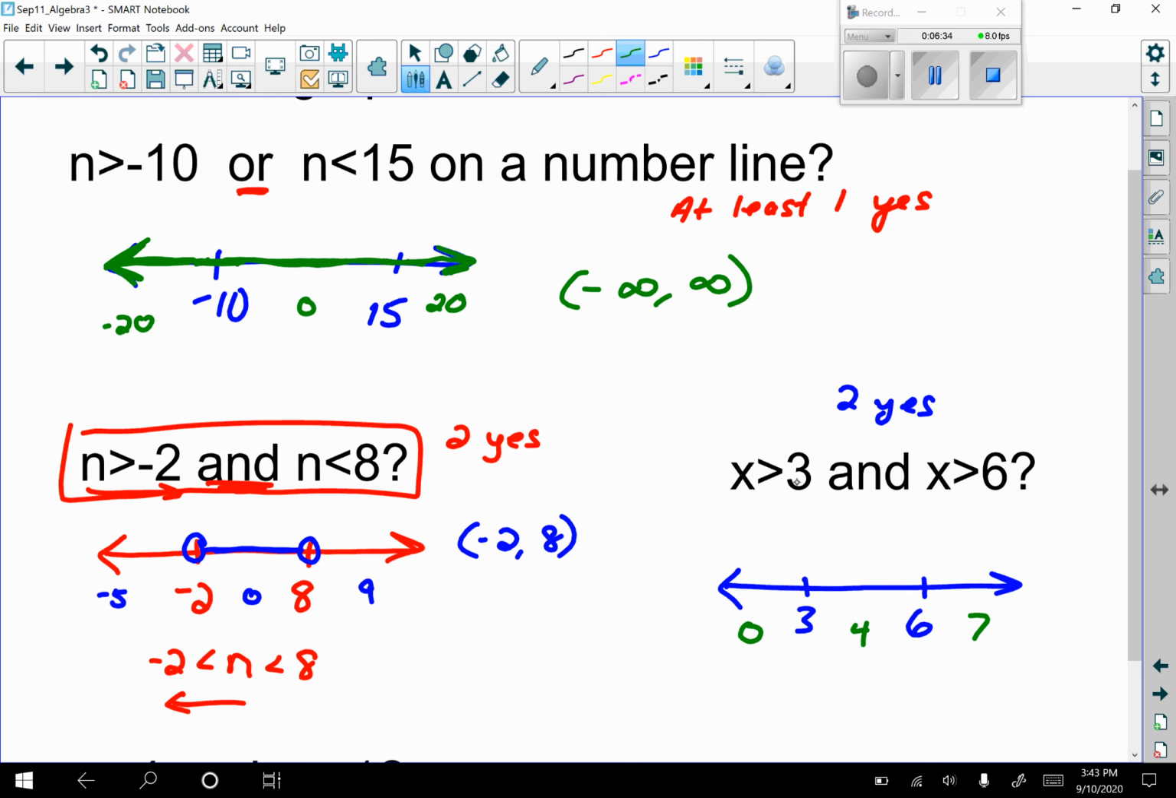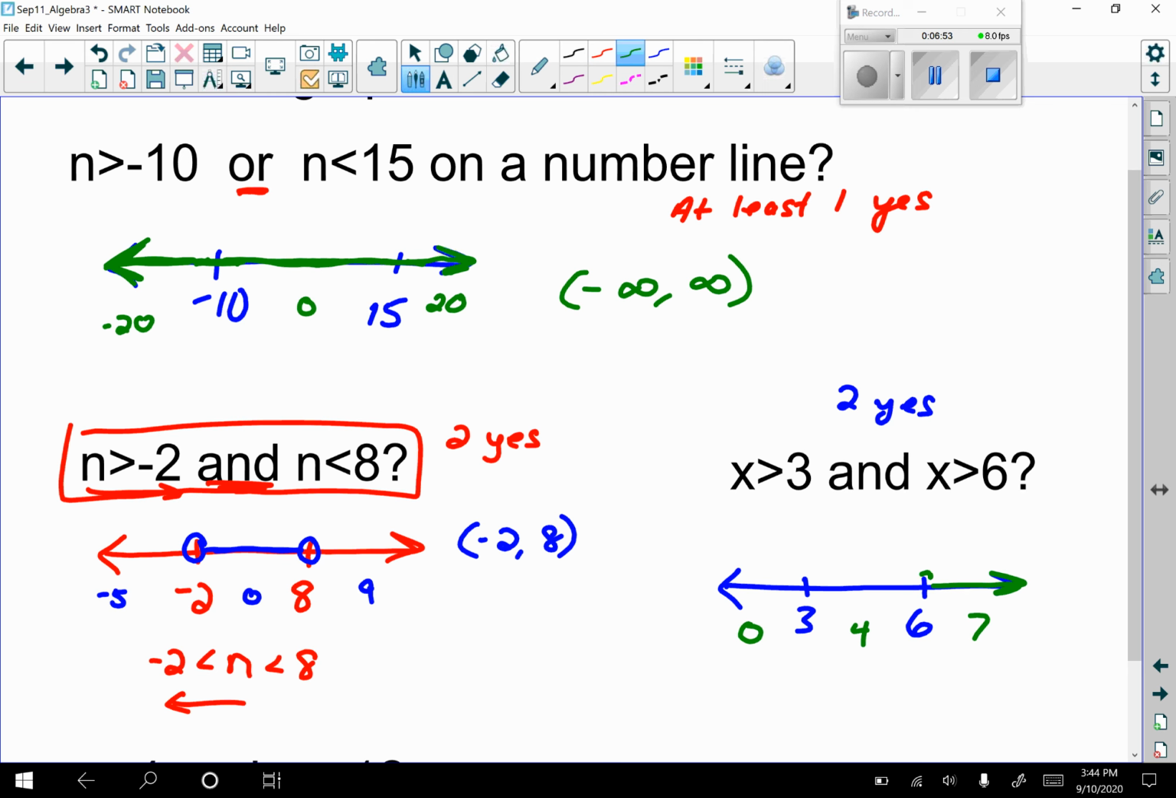But 7 is greater than 3. 7 is greater than 6. So I get 2 yeses over here. So, see if this makes sense. If I pick a number greater than 6, I'm automatically greater than 3. I have to pick a number greater than 3 and 6 at the same time. So all numbers greater than 6 will be yeses to both.